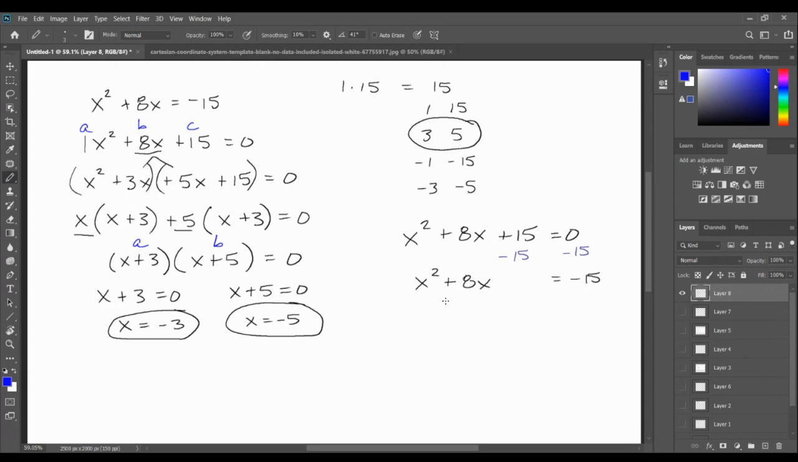I'm going to take that middle term, the b, and divide it by 2. And then I take that quotient, I square it, and I add it in here. Anything I add to the left, I need to add to the right. And now I've got x squared plus 8x plus 16 equals 1.